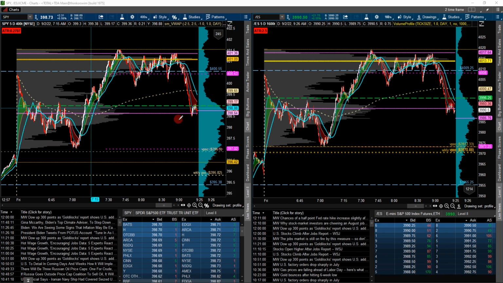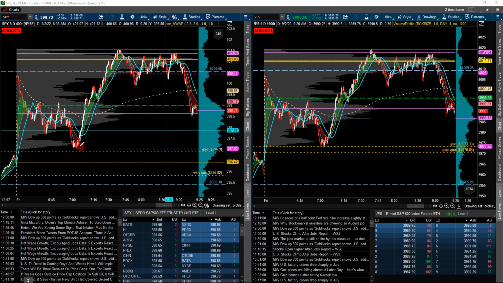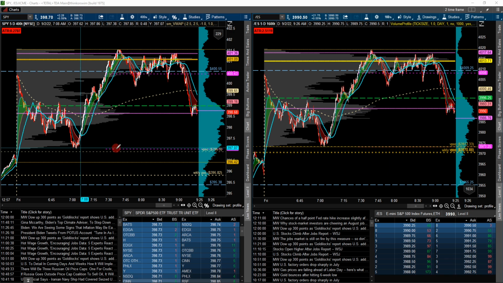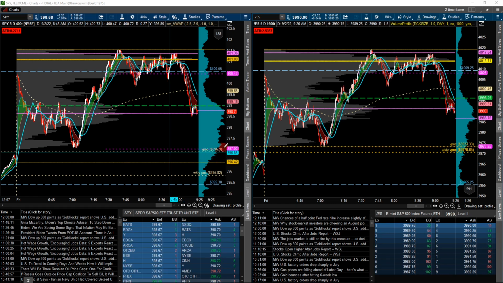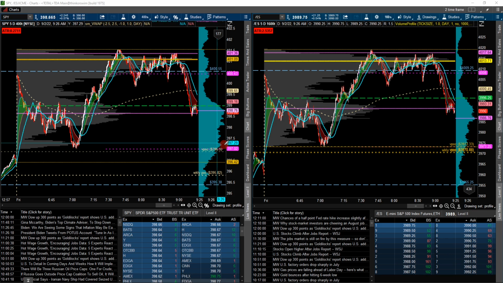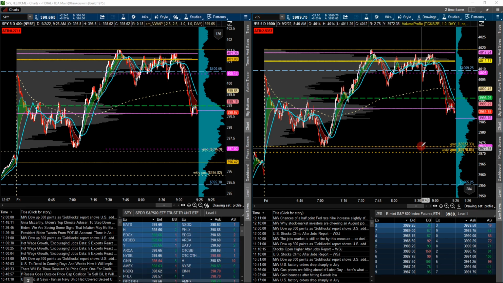So watch for the possibility to come back down and test this low, and that's basically the IB low. So look for the IB low, and then there's also a VPOC just below that, near 396.90 or 397. So keep an eye on that level there.